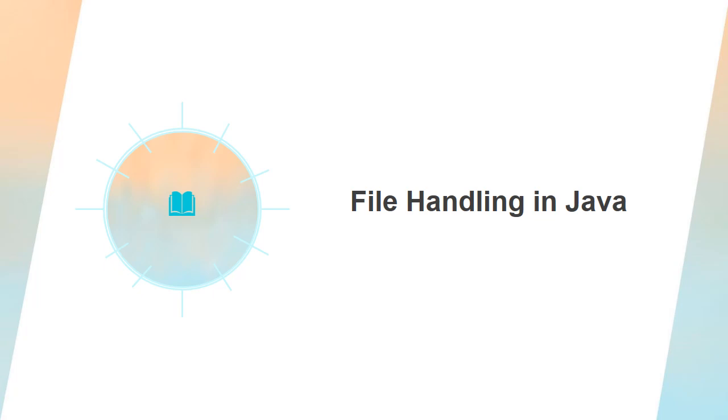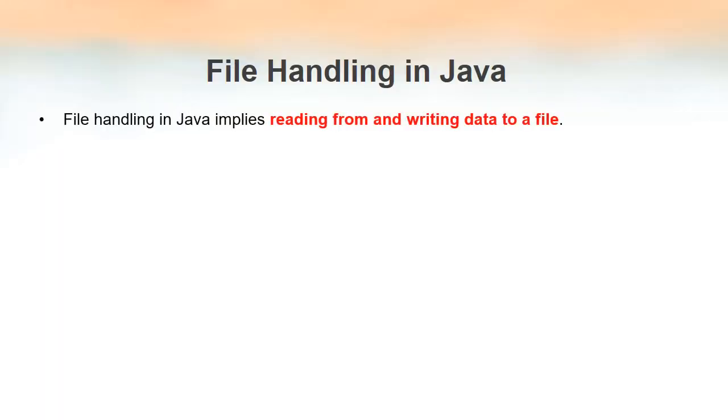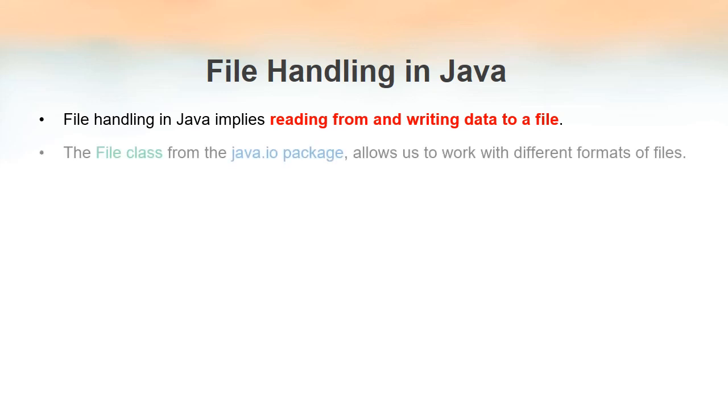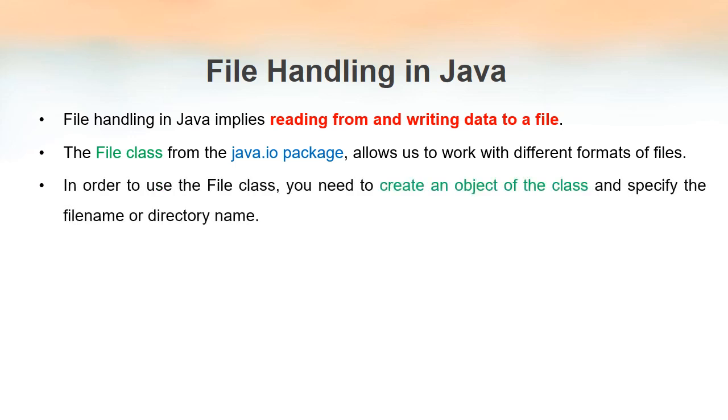First of all, what do we mean by file handling in Java? That is what we are going to discuss first. File handling means both reading from and writing data into a file. In Java, we have a class named File, which is inside the package named io, which allows us to handle files of different formats. Since File is a class, if you want to use the methods inside the class, we need to create objects of that class and then specify the name of the file that we have to open. So we will see one example of opening a file.